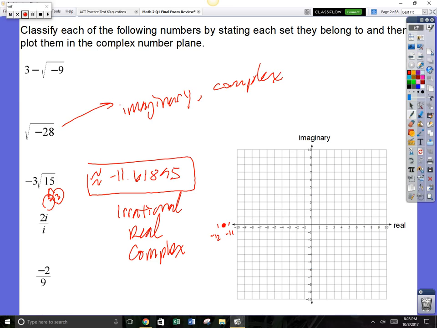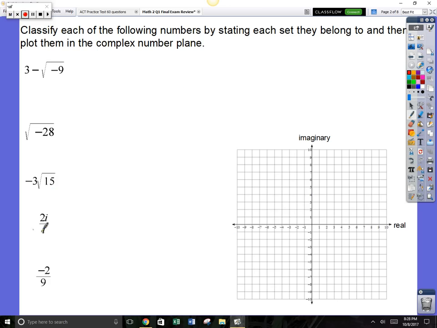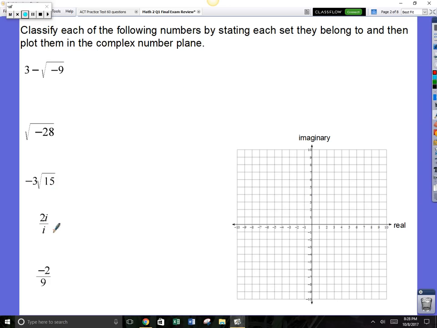Okay, fourth one down. We got 2i over i, and that behaves just like 2x over x, or 2 times 5 over 5. So you got the same thing on top and bottom, and anything divided by itself is just 1. So 5 divides 5 leaves you with 2, x divides x leaves you with 2, i divides i leaves you with 2. So it is 2.